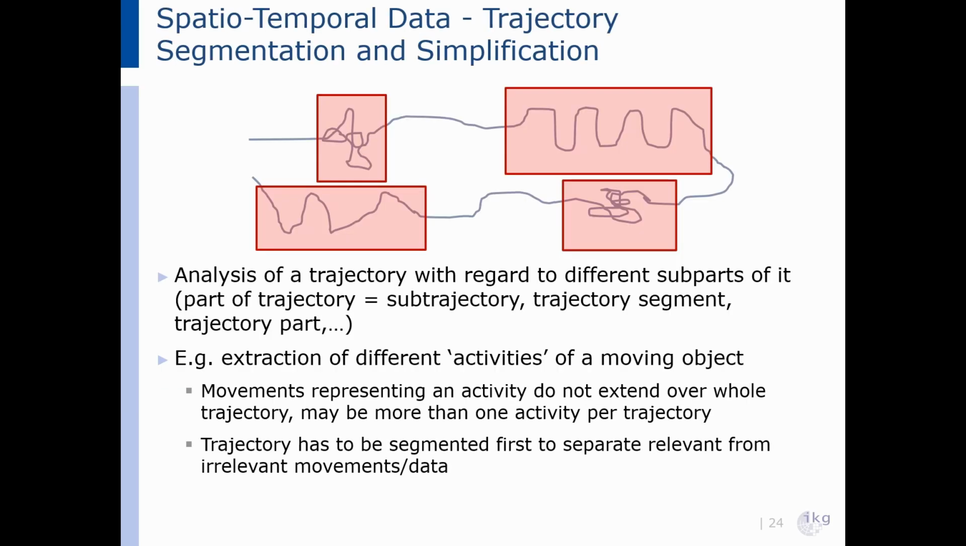In order to segment a trajectory, we analyze it with regard to different subparts of it. Those subparts can also be called a sub-trajectory or a trajectory segment or simply part of the trajectory. For example, we want to extract different activities of a moving object. Those activities do not extend over the whole trajectory, but there might be even more activities in this trajectory, like shown in this example on top. Here you will also find different activities like shown in these windows here.